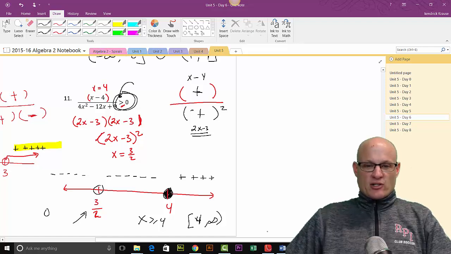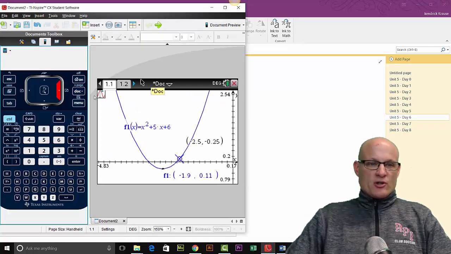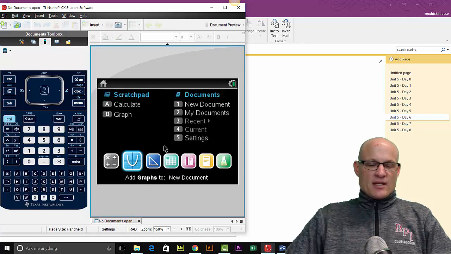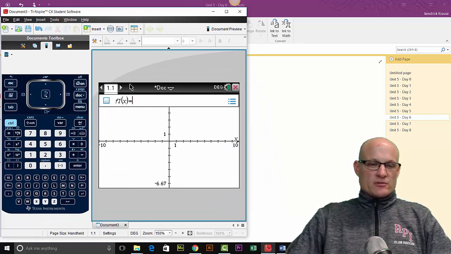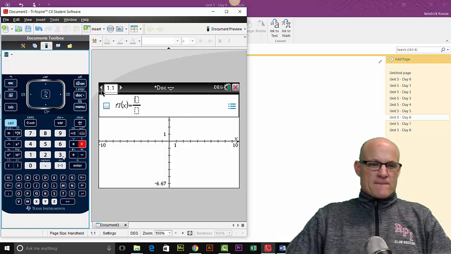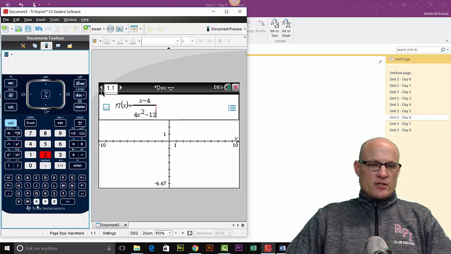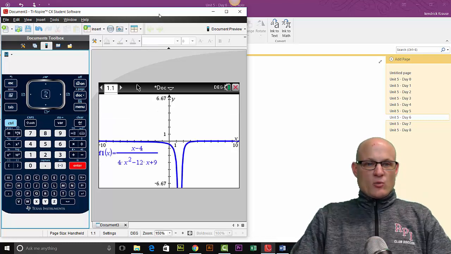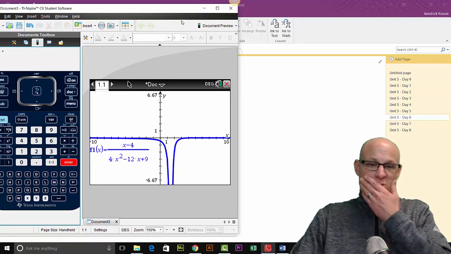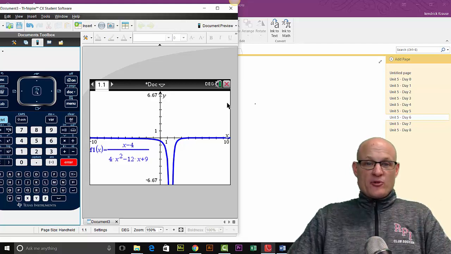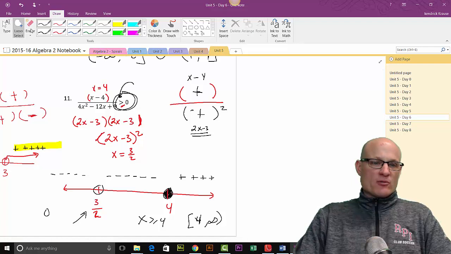Okay, but what I do want to do is look at this graphically. So let me get out of this, and let me type this in. The numerator is x minus 4. And the denominator is 4x squared minus 12x plus 9. And wow, that looks weird. Wait, I don't want to do that. So what's going on here? Well, if you remember correctly, let me erase a lot of this.